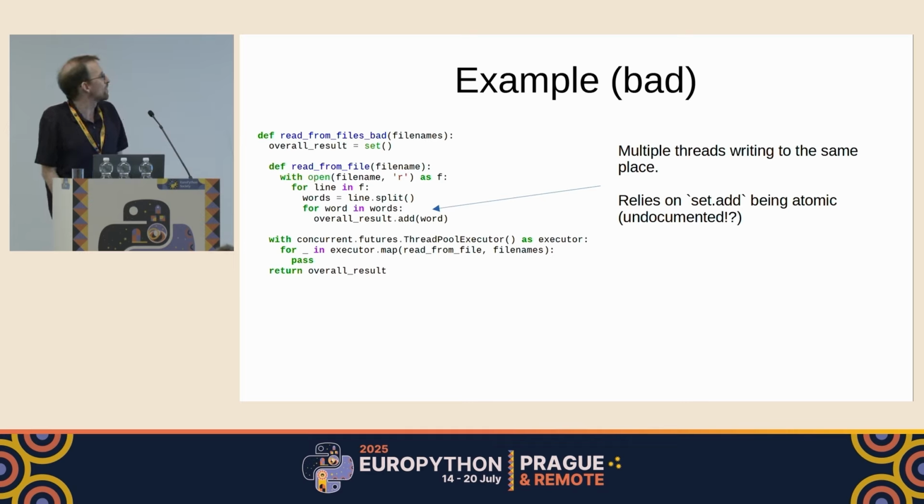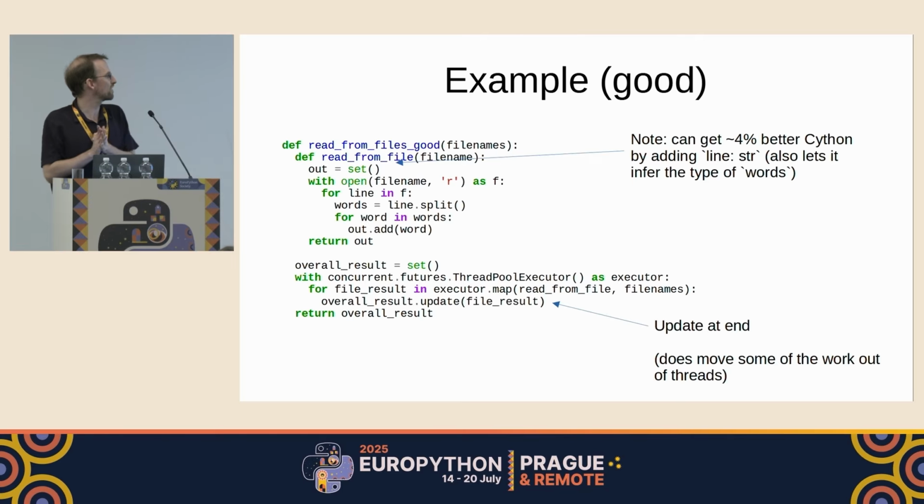The bad example, which I'm recommending you not do, is that you've got one set which is shared between all threads, and as you go through each word, you call add on that set. So you've got multiple threads writing to the same place. This relies on set add working in a thread-safe way, which it does, but I don't know if it's documented. And it doesn't perform particularly well.